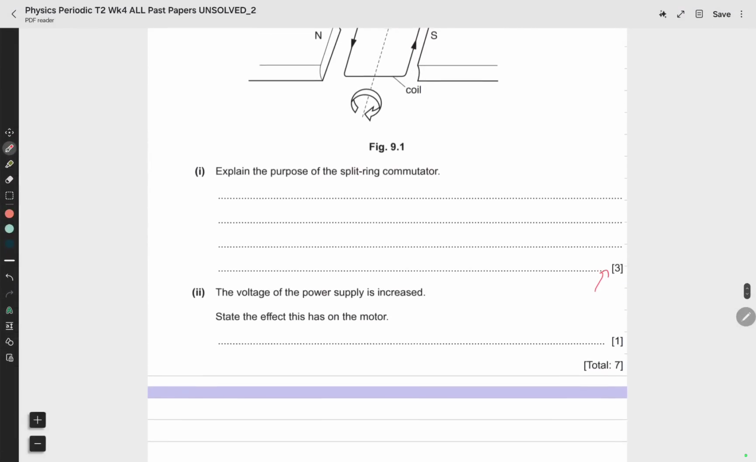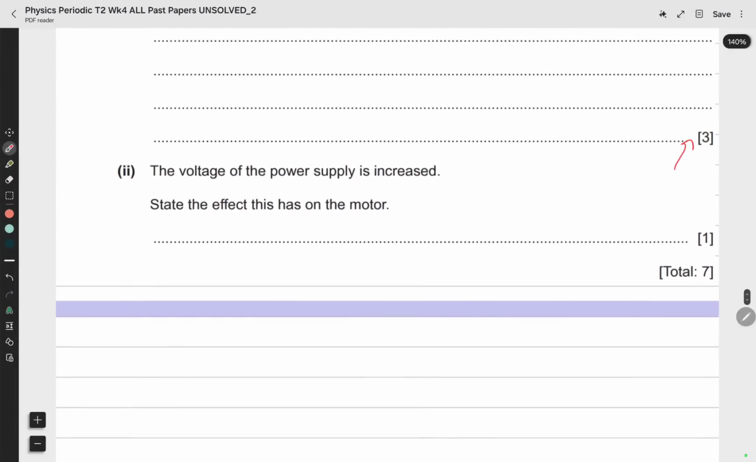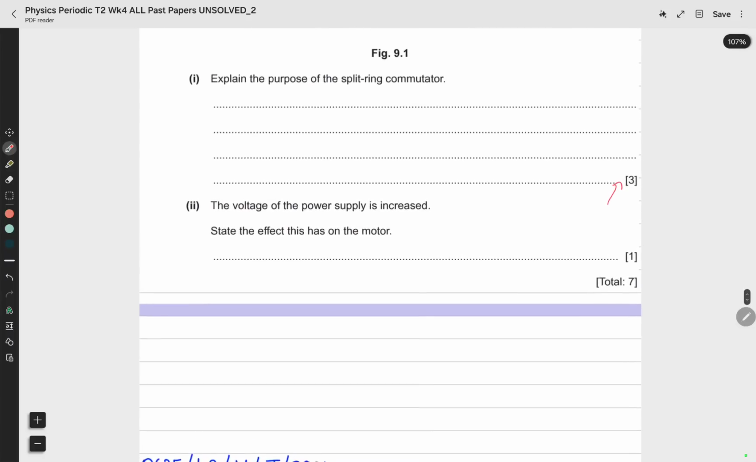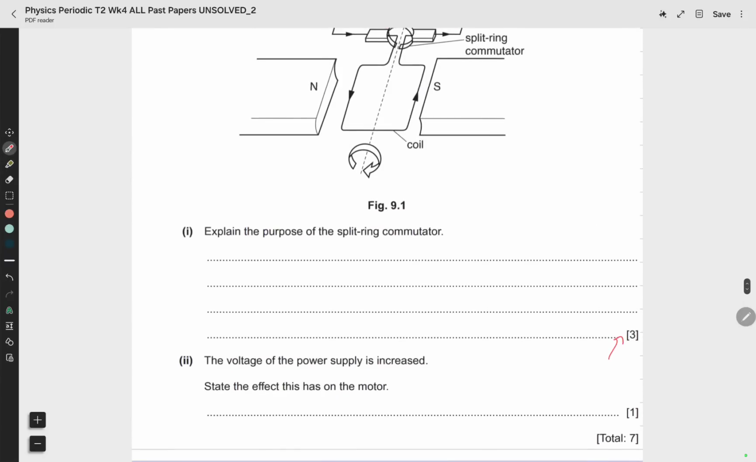Here, the voltage of the power supply is increased. State the effect this has on the motor. Obviously, increase the voltage, increase the power. There's more current flowing. What's gonna happen? Obviously, it's gonna rotate faster.